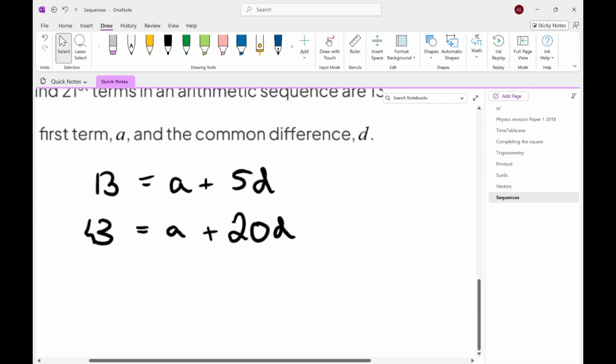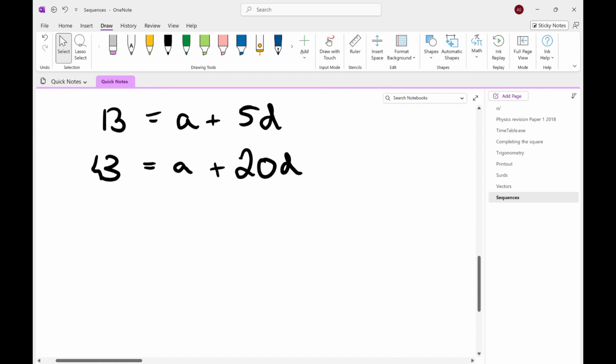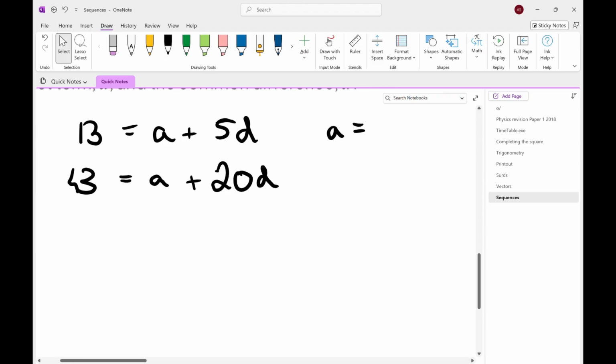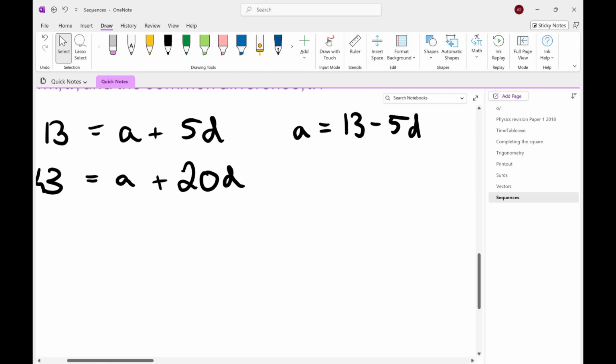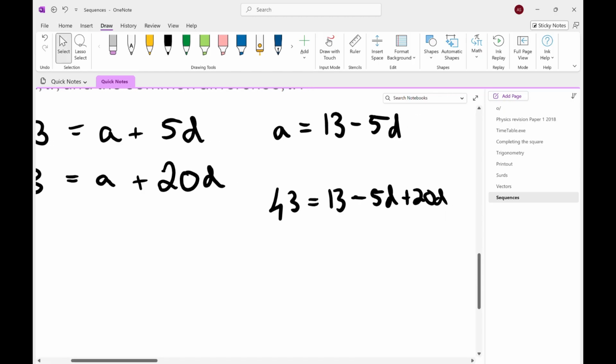Now, what does this resemble? This resembles a simultaneous equation. Very simple. All we have to do is make a the subject here. So a will be 13 minus 5d. We plug it in: 43 equals a, so we're going to substitute 13 minus 5d, plus 20d. So what are we going to end up with?